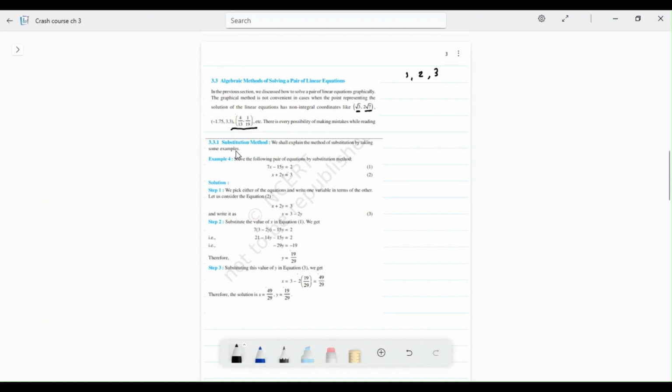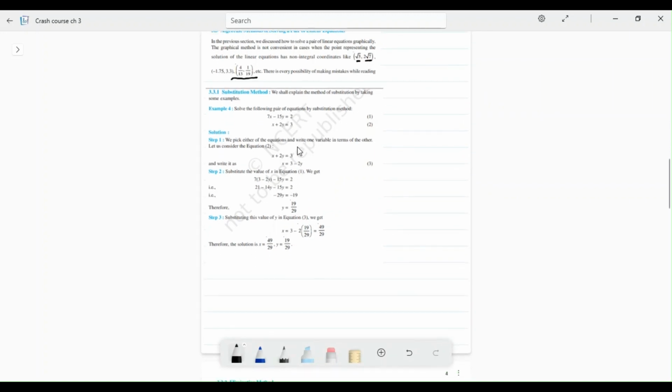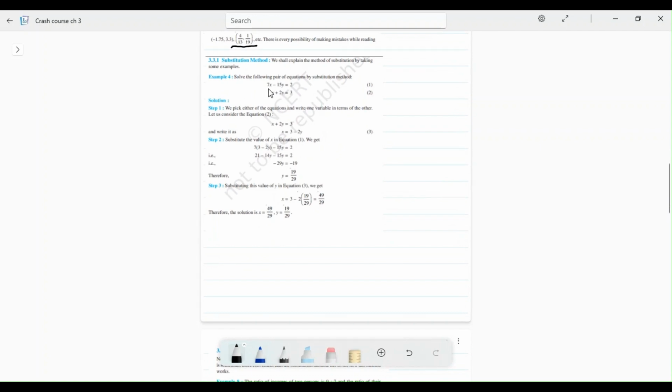The algebraic method can be solved by the substitution method and the elimination method. So what is the substitution method? Over here we have two equations, 7x minus 15y is equal to 2 and x plus 2y is equal to 3. From x plus 2y is equal to 3, I rewrite x is equal to 3 minus 2y. Now I place this 3 minus 2y instead of x: 7 times (3 minus 2y) minus 15y is equal to 2.